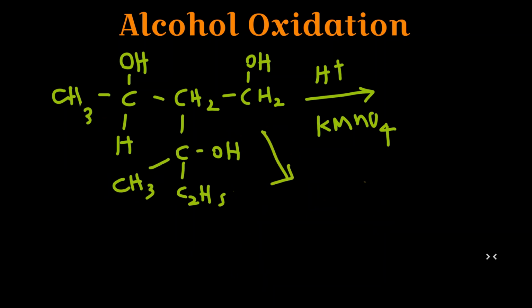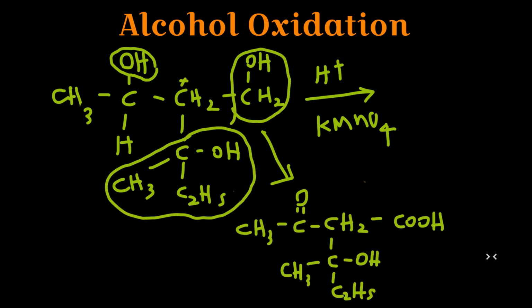So the final product of this chemical reaction should be like this. CH3 group cannot be changed. This OH group becomes a ketone, and this is the final product of this reaction. As I mentioned previously, this carbon becomes a ketone and this carbon will not change. This group also will not be changed. This group becomes a carboxylic group.